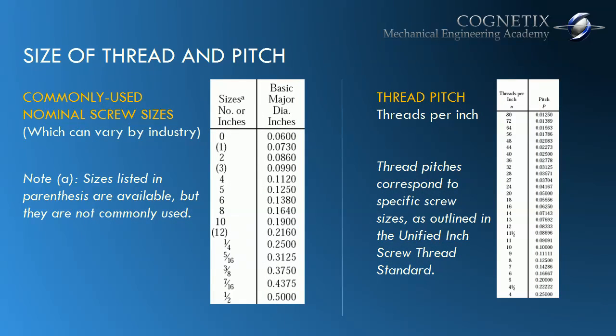First, let's talk about the size of the thread and its pitch. The table that we see here on the left is a partial list of some commonly used nominal screw sizes. And these can vary by industry, but this list is pretty good to start with. On the left, we have the sizes of the screws, so the size number of the screws. And on the right, we have the basic major diameter in inches of the screw thread.